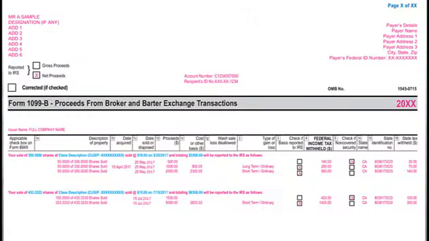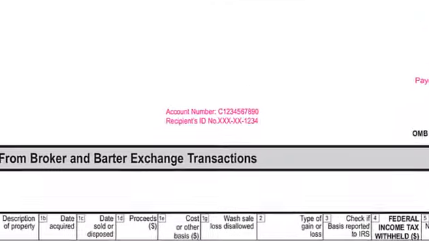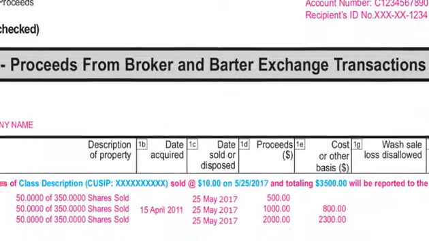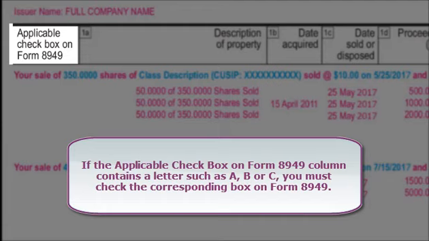The back of the form is really what the form is all about. This section is where Computershare prints the amounts we report to the IRS on your behalf. Your personal information is repeated at the top of the form. You can see that for your protection, your tax identification number only shows the last 4 digits of your ID number. The form we file with the IRS always includes the complete ID number. If the applicable checkbox on Form 8949 column contains a letter, such as A, B, or C, you must check the corresponding box on Form 8949.